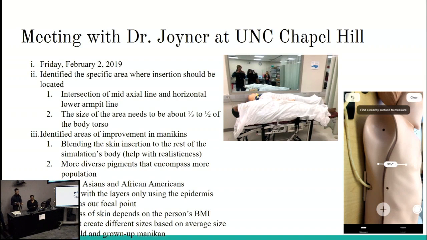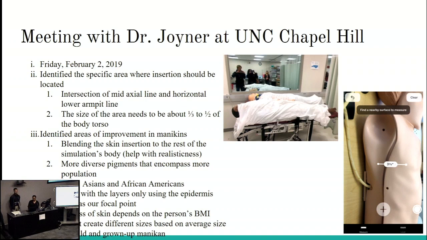We identified the specific area where we want to have the chest tube insertion on the mannequin. He described that it should be the intersection of a horizontal line drawn right below the nipple and a straight line down from your armpit, basically. I'm not sure about the technical words.